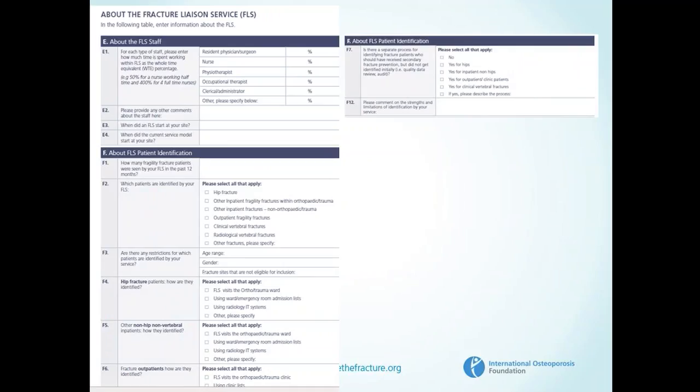The next is about patient identification. Which ones are identified, and we clearly acknowledge that when you start up, you may not be able to address all types of fractures. And generally speaking, it's much better to start with one or two types of fractures, or inpatients or outpatients, because it's easier to start small and then let the system grow, rather than to do too big an undertaking and then not be able to continue it.